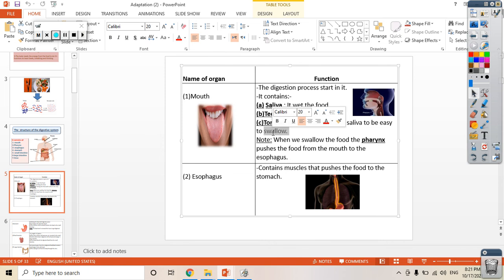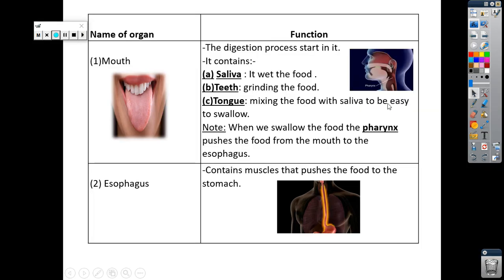All of this mixture will be easy to swallow. What is the meaning of the word swallow? Swallow means the movement of food from the mouth to the pharynx. As you can see, the movement of food from the mouth to the pharynx. It means swallowing of the food.